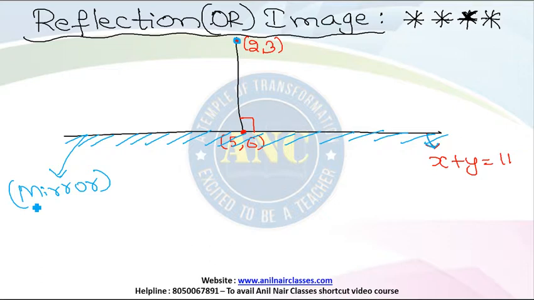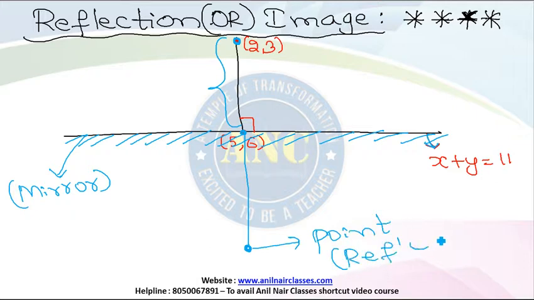That means, can I say that from this point (5, 6), however much distance there is from (5, 6) till the point (2, 3), if the same distance is there from (5, 6) till this other point, then this particular point is called the reflection or the image. Again and again I am repeating, sir, because it is extremely important for you to understand this before we solve the problem. I am standing at this position (5, 6).